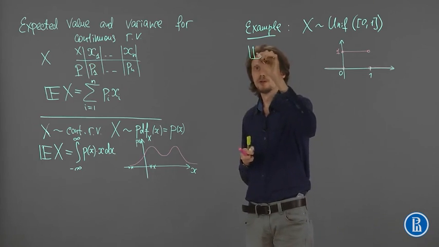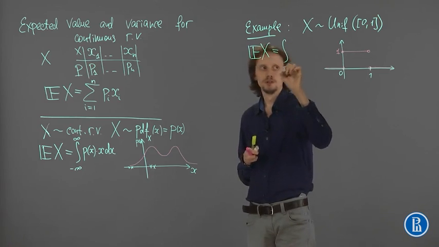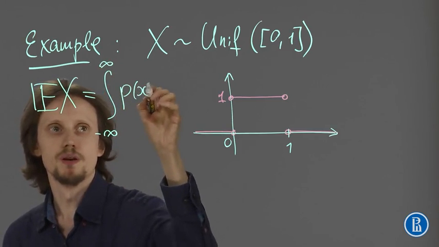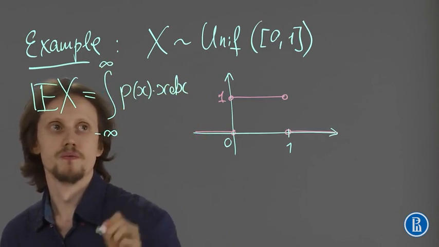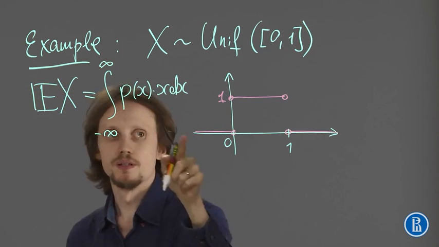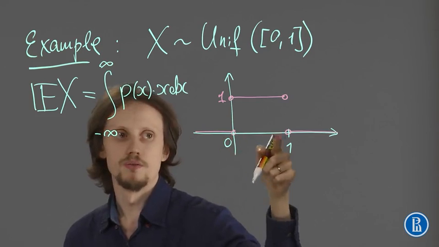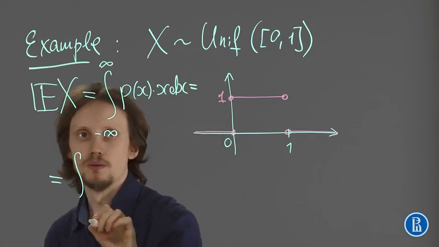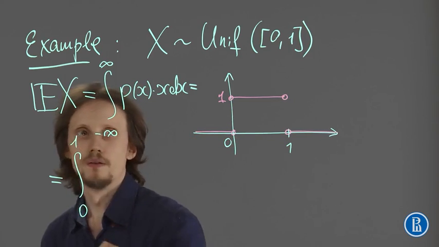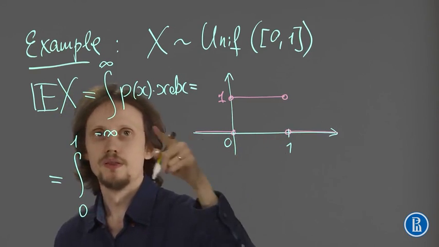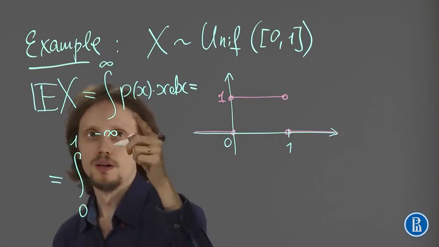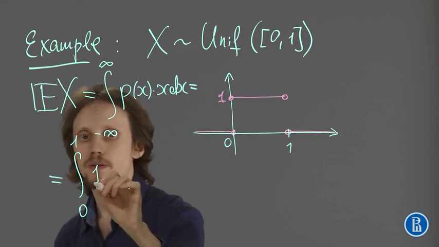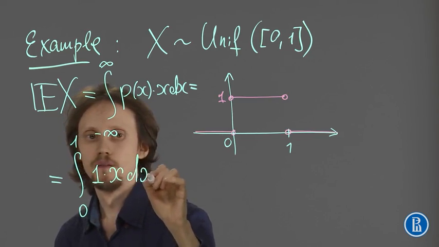Now, to find expected value of x, we have to integrate from negative infinity to infinity p of x times x dx. However, p of x is equal to 0 outside of the segment from 0 to 1. So, as previously, we can replace this integral with integral from 0 to 1. And on this interval, the value of p of x is a constant, and it is equal to 1. So, we can replace this p of x by 1 and integrate this function.